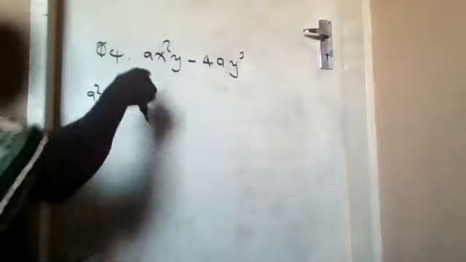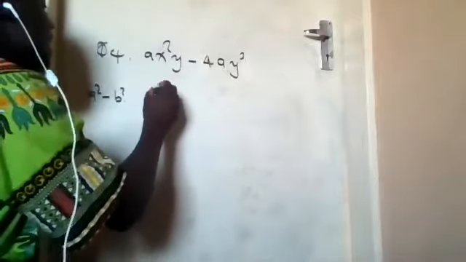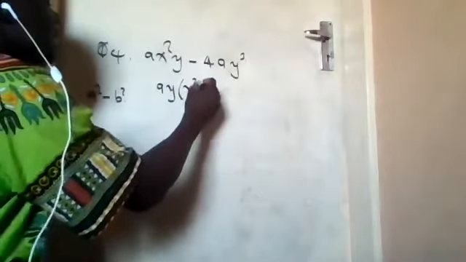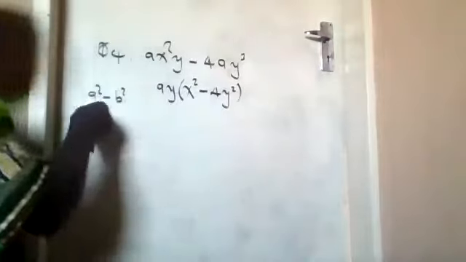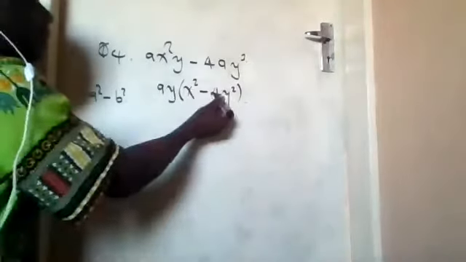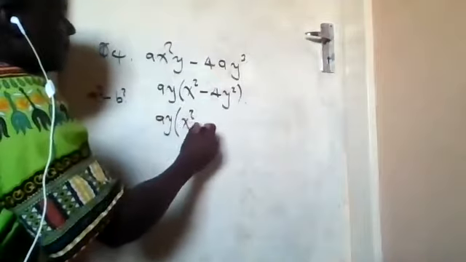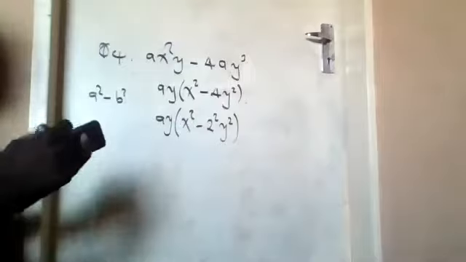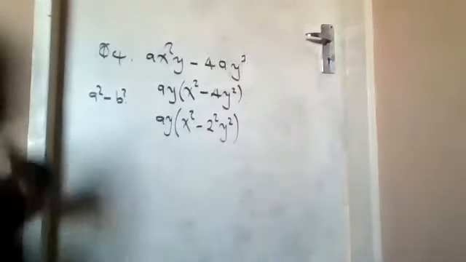What is it that is common here? We have got a here, we have got y. So when you take out a and y, what remains inside? It's x squared minus 4y squared. And you see that what you have inside the bracket are perfect squares, because this 4 can also be written as 2 squared, so x squared minus 2 squared y squared, giving perfect squares inside the bracket, which will factorize it completely.